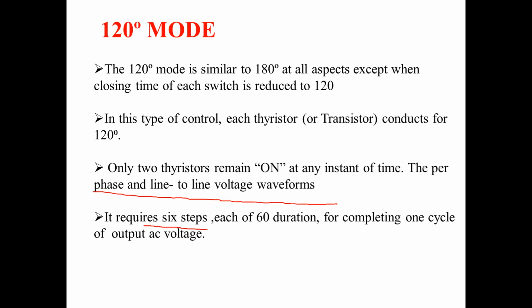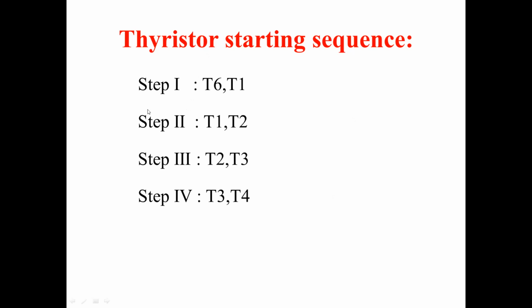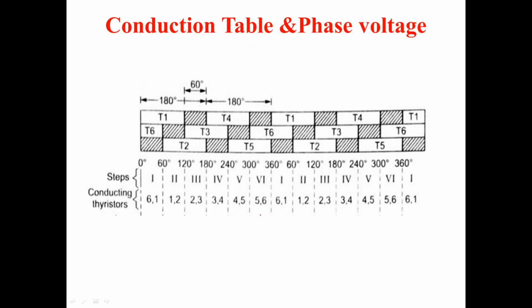As I told already, one output AC voltage cycle requires six steps of 60 degrees duration. Starting the sequence from the circuit diagram, the first step will be T6 T1, the second T1 T2, the third T2 T3, and then T3 T4 thyristors. This is the conduction table and also the phase voltage.